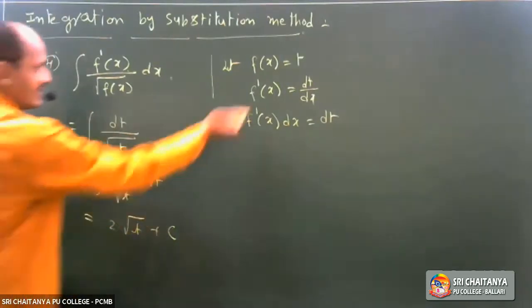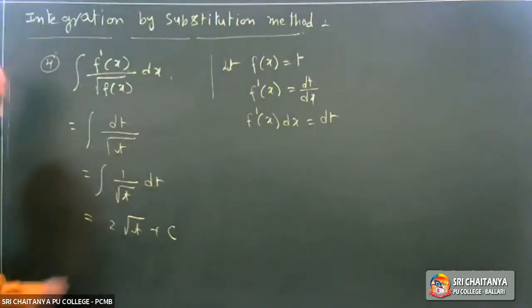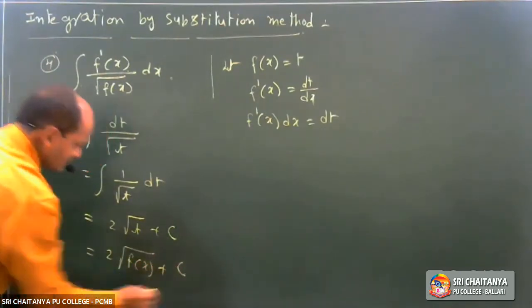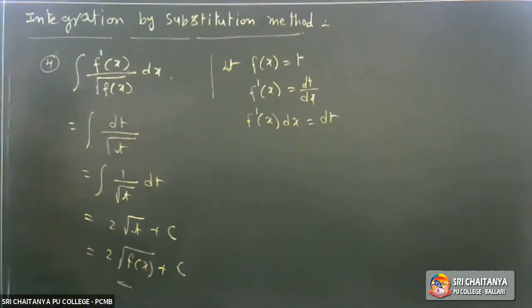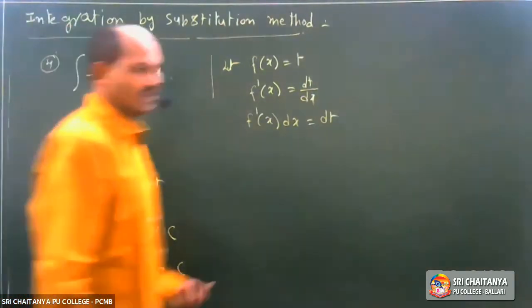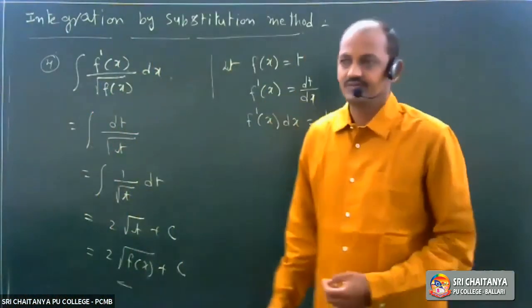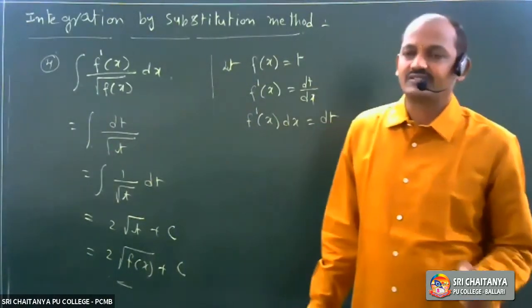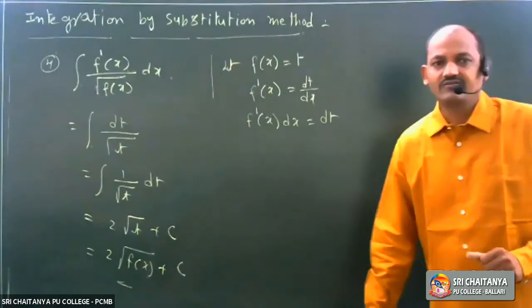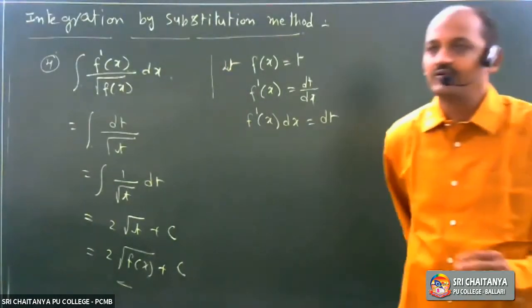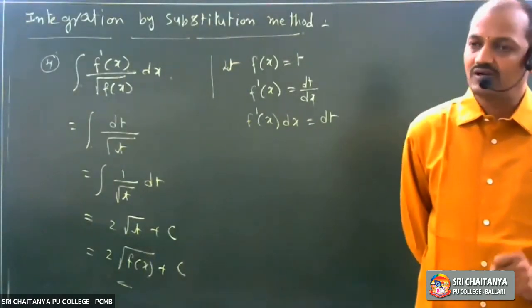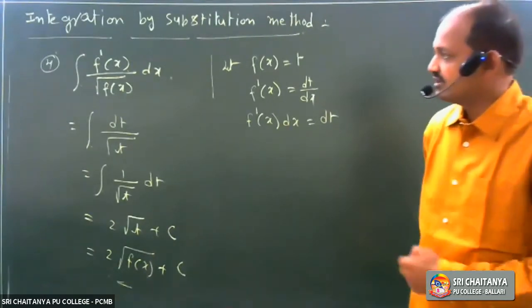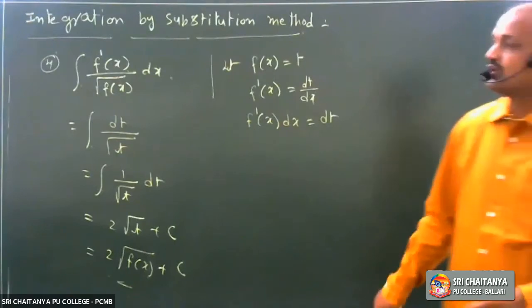Again, instead of t, we have to substitute f of x. That is 2 root f of x plus c. Right? This second exercise totally depends on these four concepts, four properties. First one is f of x into f dash of x. Second one, f of x whole power n into f dash of x. Third one, f dash of x by f of x. Fourth one, f dash of x by root f of x.